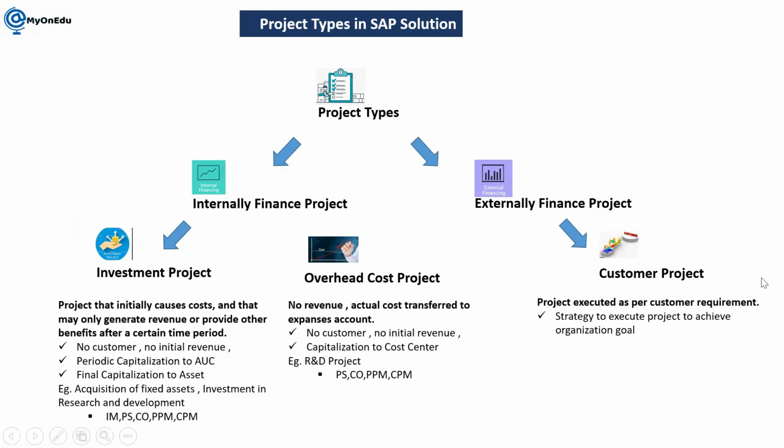And then next comes the externally financed project, this one. So here it is a customer project where we are going to work on a project which will be financed by the customer. So here the product or services you are going to provide to your customer. In this case CPM will be in the picture, where you can use all the functionalities of CPM, commercial project management. The best example to implement commercial project management is EC&O, engineering, construction, and operation.